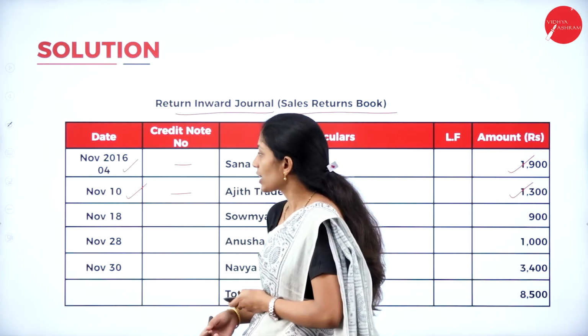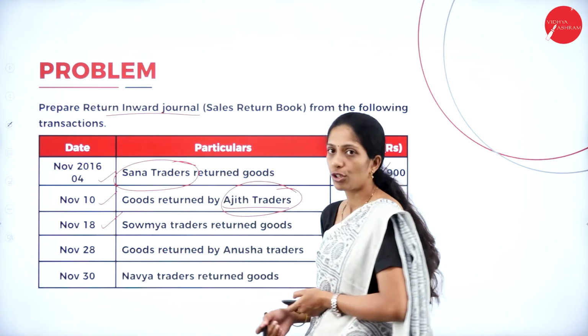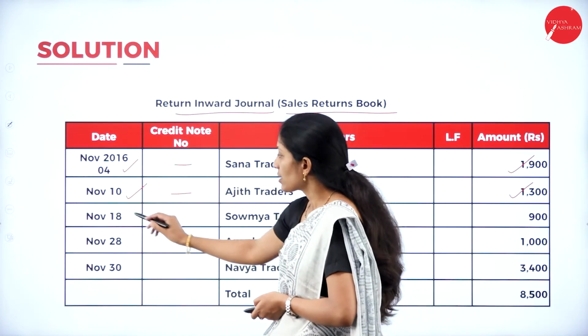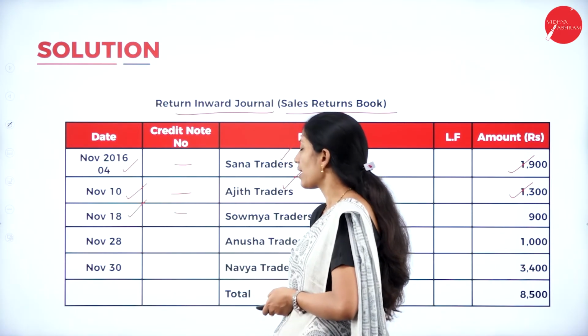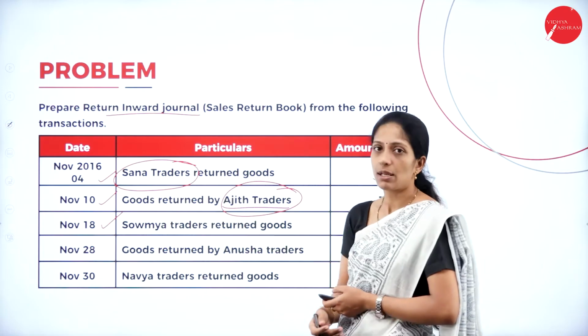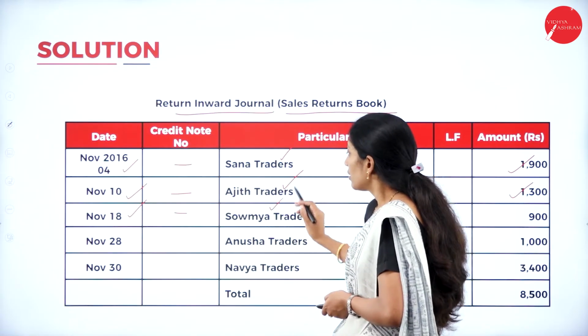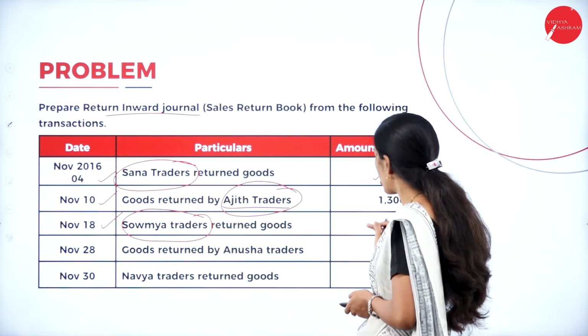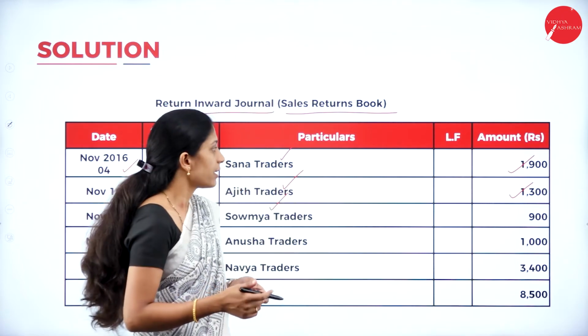Now moving on to the next one, that is November 18th. Soumya Traders returned goods. So write the date, November 18th, and the credit note number is a dash. The name of the customer is Soumya Traders. Then what is the amount? The amount is 900. So write that amount, 900.